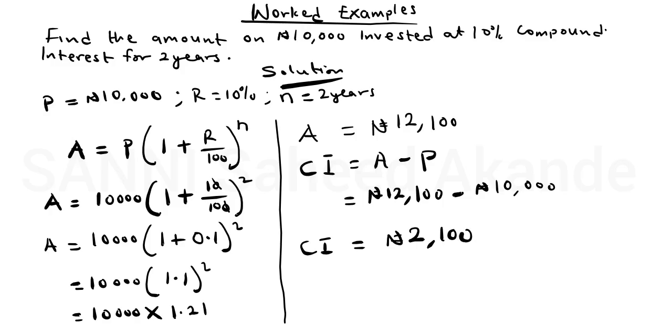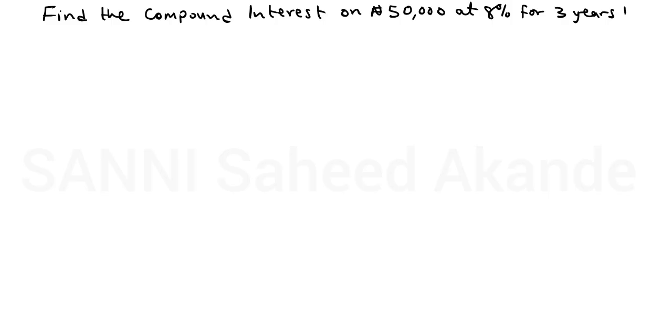So that's the compound interest. Understood. Let's take a look at another example. The question says, find the compound interest on 50,000 naira at 8% for 3 years. Solution.